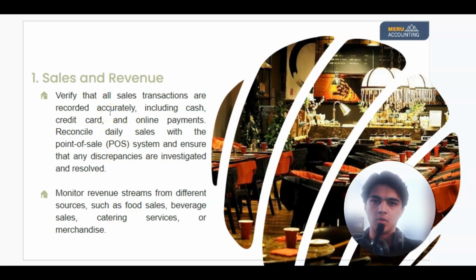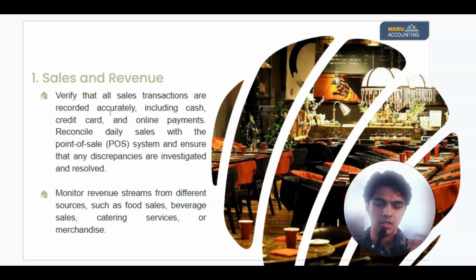In sales and revenue, you have to monitor all the sales and all the transactions that you are doing. This will include your cash transactions, your credit card transactions, and any online payments that have been transacted. You also need to reconcile all the sales and transactions as per your point of sales system, and make sure that there are no errors in between the transactions. And you will also have to monitor the revenue streams that you are having.